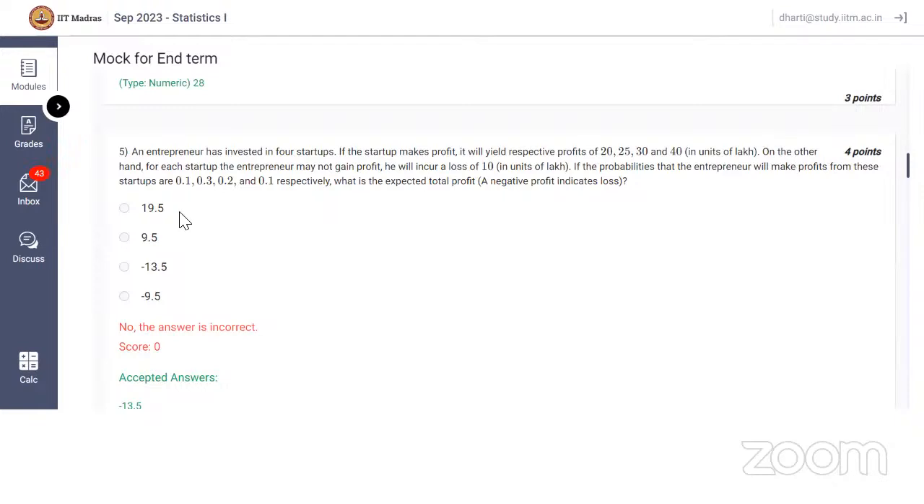On the other hand, for each startup, the entrepreneur may not get a profit. Success and failure. Yes, ma'am. Success for +1 and failure for -1, negative sign. Can you repeat?